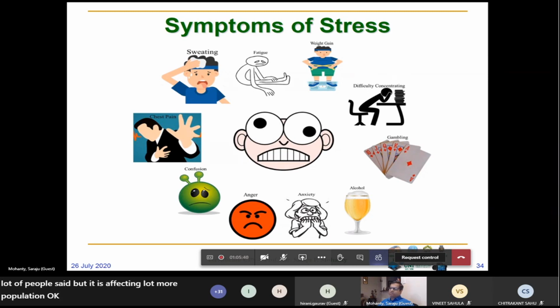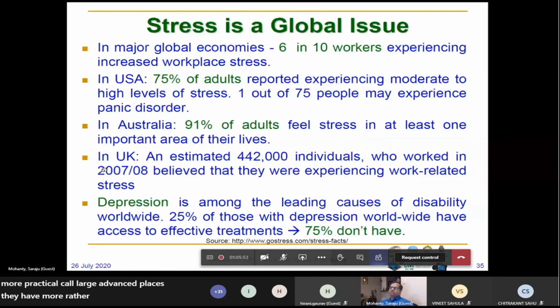Some people say that with more urbanization, that means more and more people living in urban areas, more city life and more of what people call advanced places, there is more stress. What is estimated in major economies like the US and India is that 6 in 10 workers experience workplace stress, which is significant. 60% of people have stress. In the US, 75% of adults have a stress-related problem. Australia, 91% of adults.